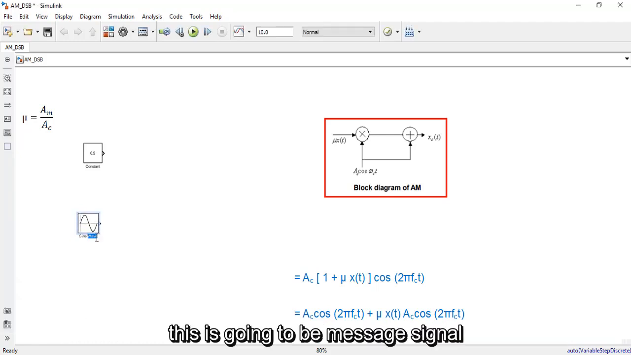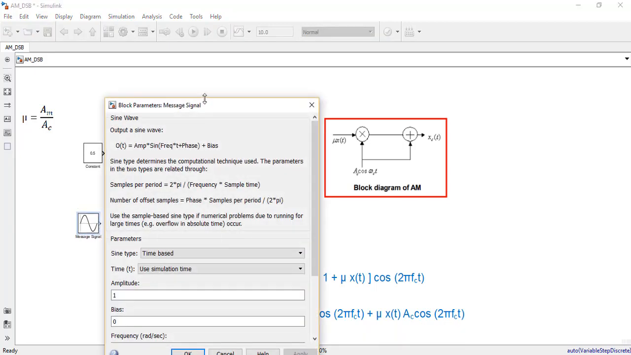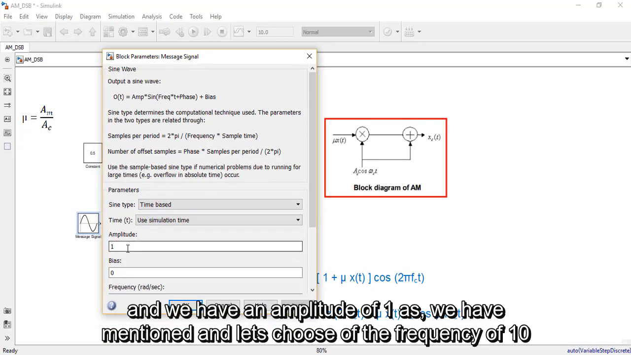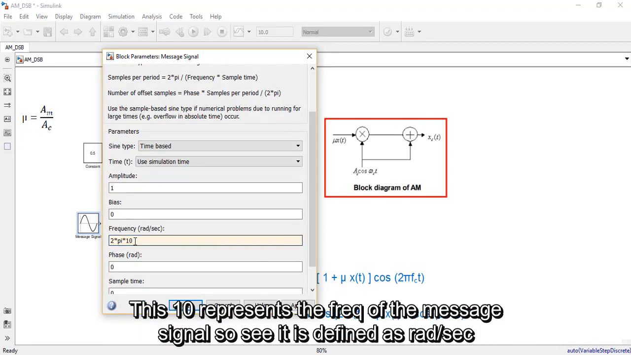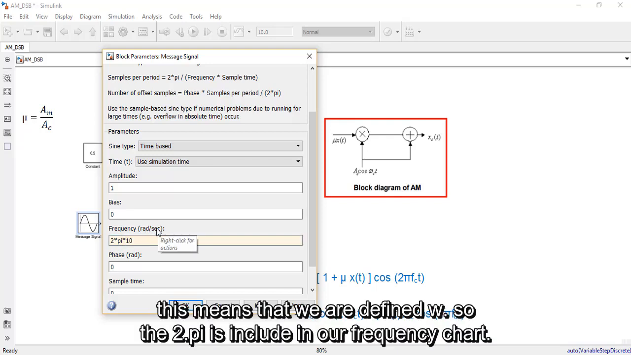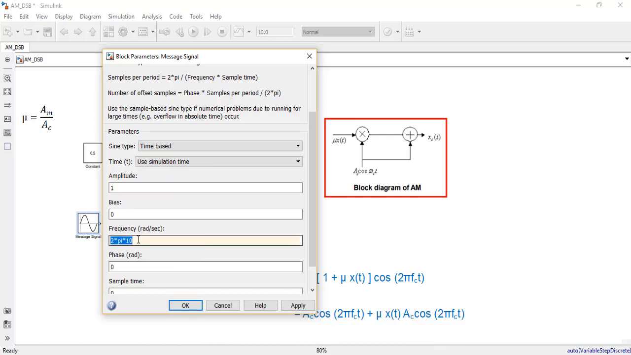This is going to be my message signal, and it will have an amplitude of 1 as we have mentioned, and let's choose a frequency of 10. This 10 represents the frequency of the message signal. Since here it is defined as radians over second, this means that we are defining omega, so the term 2 pi is included in our frequency chart.